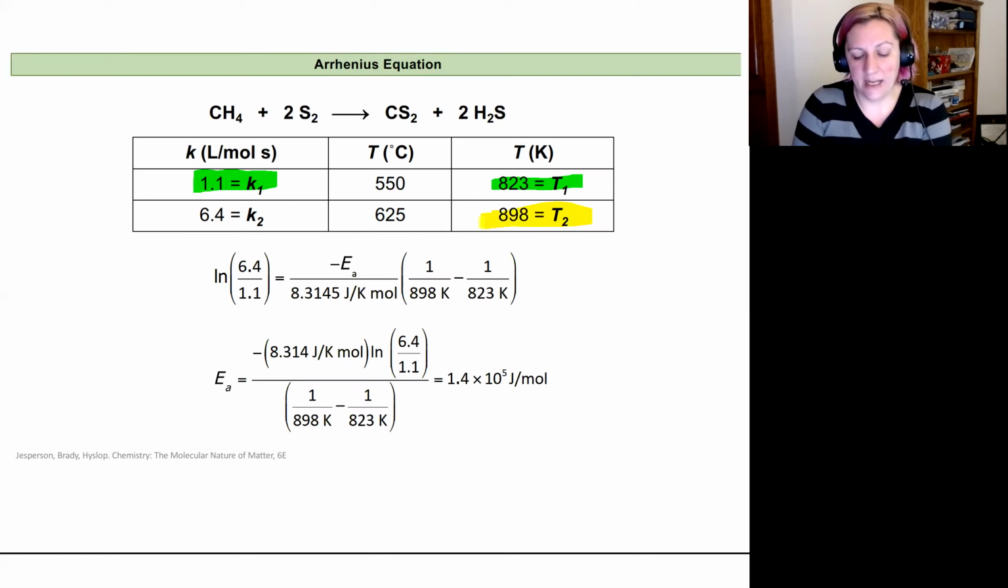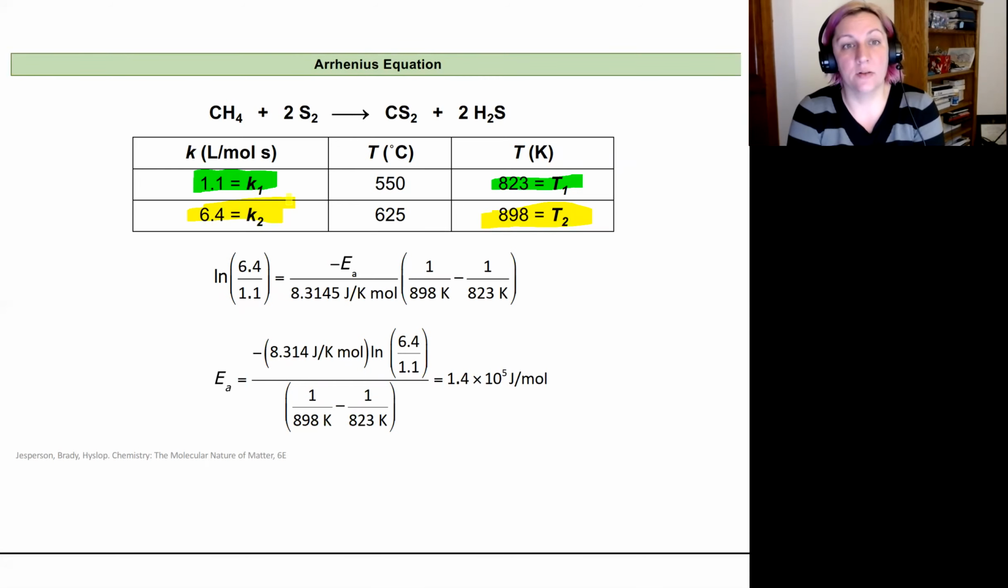And then at 898 Kelvin, we got a rate constant of 6.4. And that's inverse molarity, inverse seconds, sorry. So this information can be applied in our equation that uses the two-point method. So I'm going to take that second K and start with that on top. And so that's going to be right here, that's 6.4. And the corresponding temperature will be the first temperature in my equation right here.